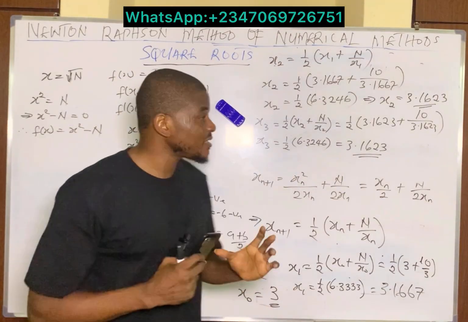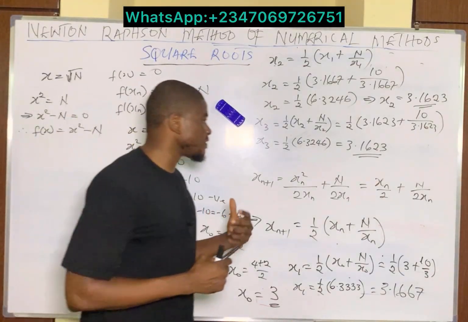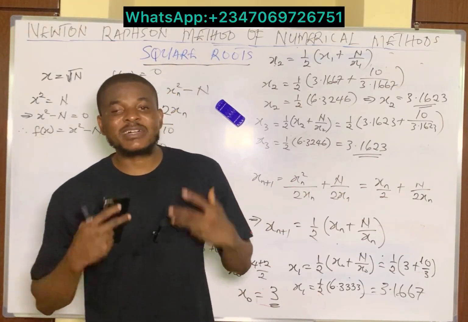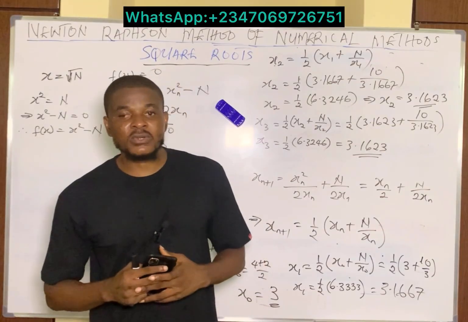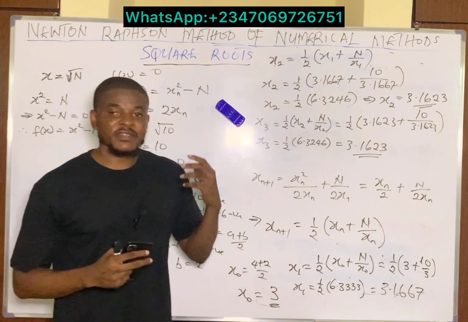You can go ahead and find the square root of 10 naturally, and you're going to find out that the value is still approximately 3.1623. So that is how to employ the Newton-Raphson method to solve numerical problems involving the square root of a given function.